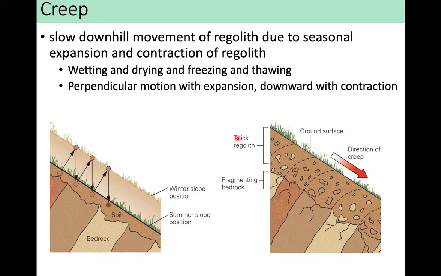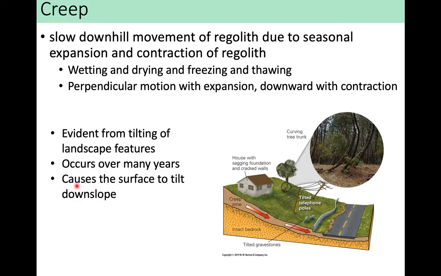Seasonal wet season, dry season, freezing, thawing. We have that upward movement, perpendicular to the surface, when the wintertime is freezing, and then dropping straight down, gravity-wise, when we are going from winter to summer, when things are thawing out again. So it can look something like this. We have slow creeping downhill.